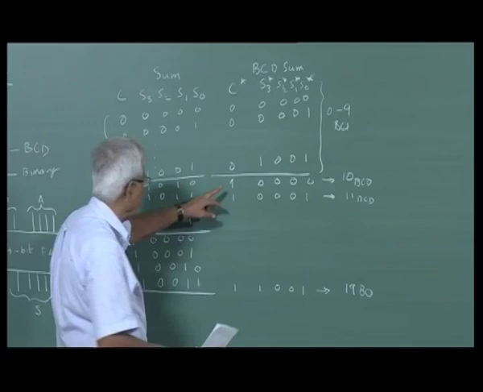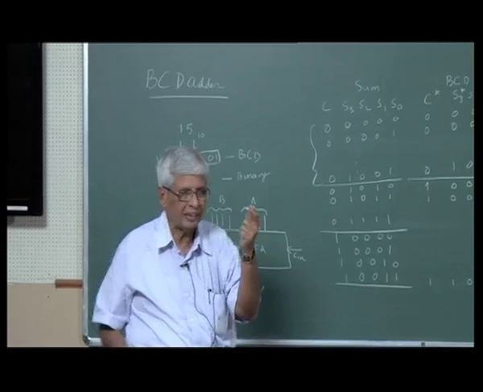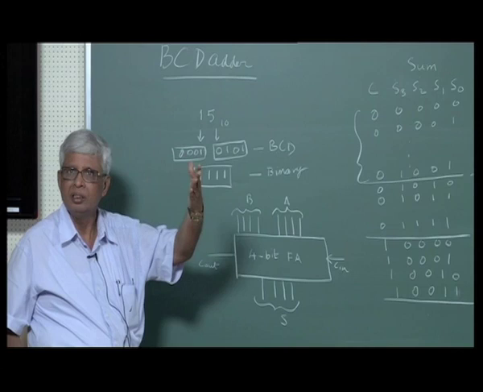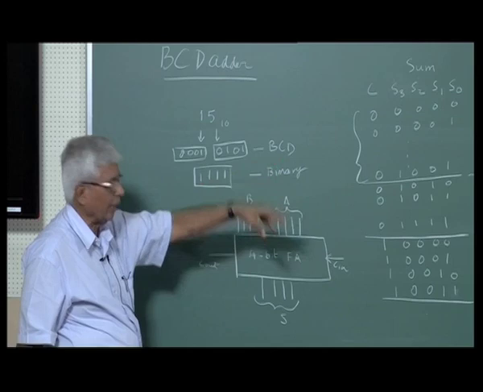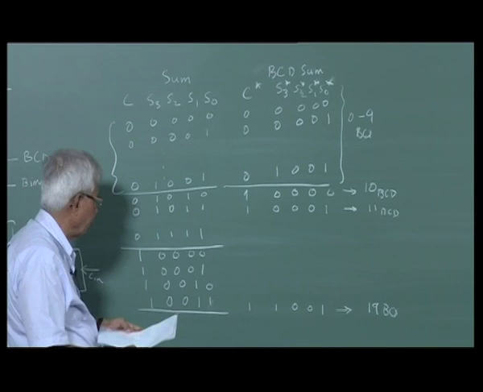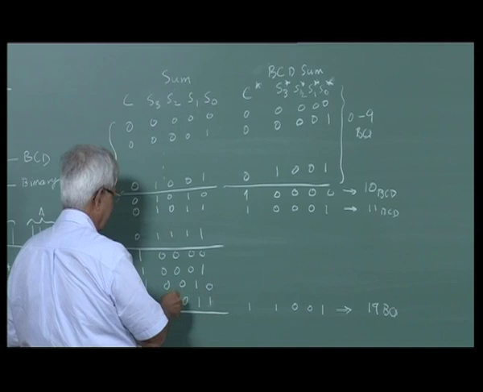So this carry will be used to represent the second digit, because we only have 1 in the BCD second digit. There are 2 digits of binary, 2 digits of BCD, but the second digit is always going to be 1 now, because I am not going to have any number more than 19. So this is a 1, and the other number can be 0 to 9. So either it is 0 and 0 to 9, or 1 and 0 to 9.